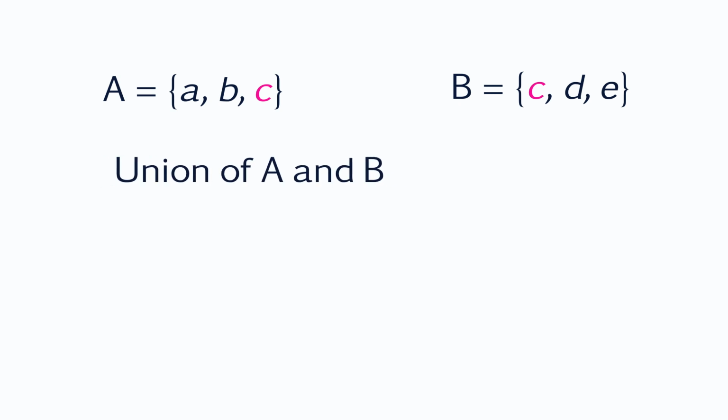For example, if the set A contains the variables A, B, and C, and the set B is made up of the variables C, D, and E, then the union of A and B are the variables A, B, C, D, and E. Notice that the C is only written once, even though it is a member of both sets. Duplicate elements are always only listed once.